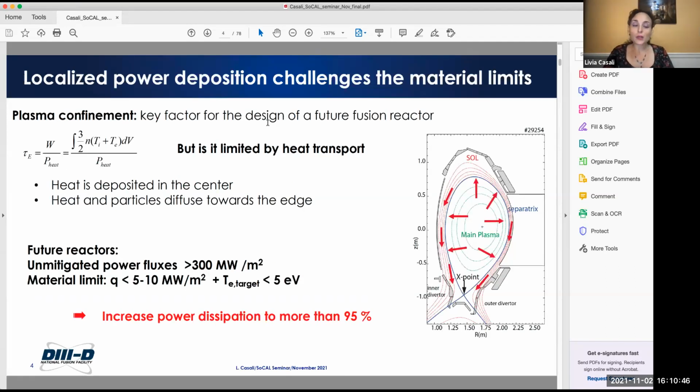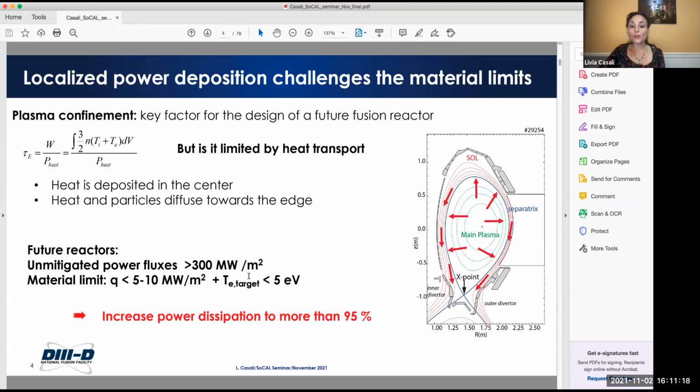As a start, let's start from the fact that plasma confinement is a key factor for the design of a fusion reactor. However, it is limited by the heat transport. So what happens is that we heat in the center, but then the heat and particle flux diffuse towards the edge, and then following the magnetic field lines, reach the divertor region, which is the main region of the plasma exhaust.